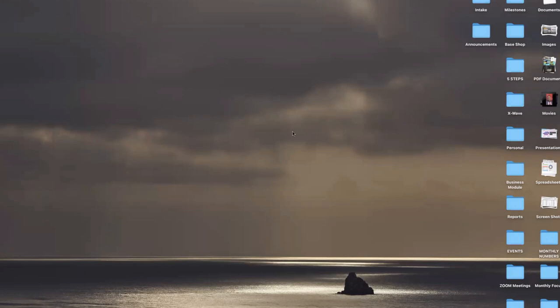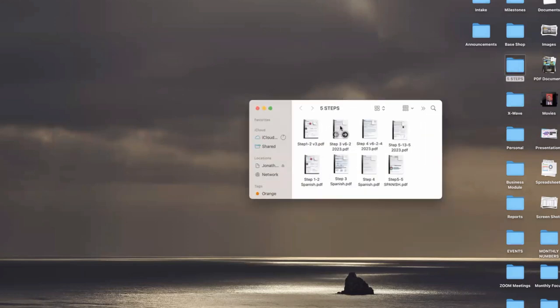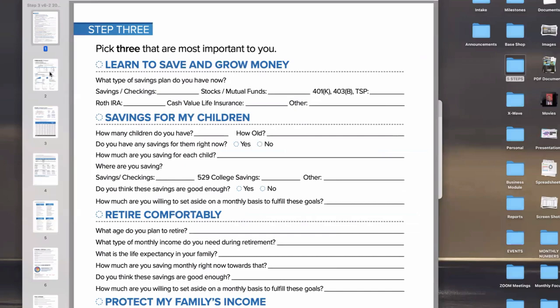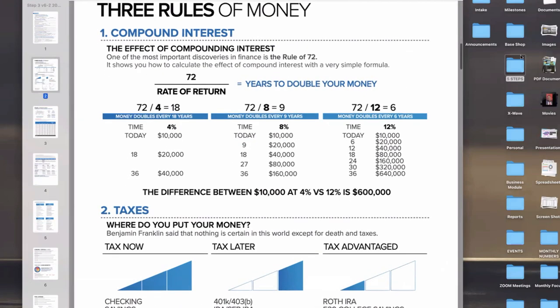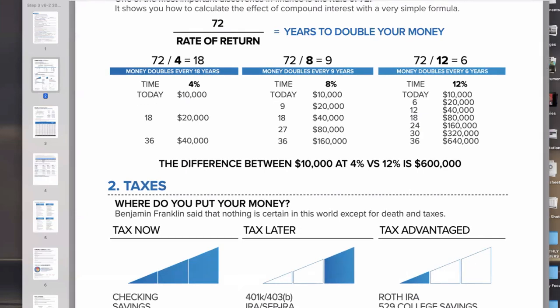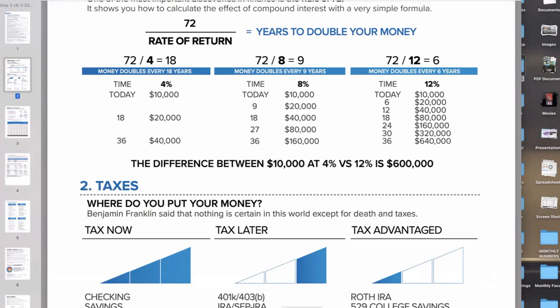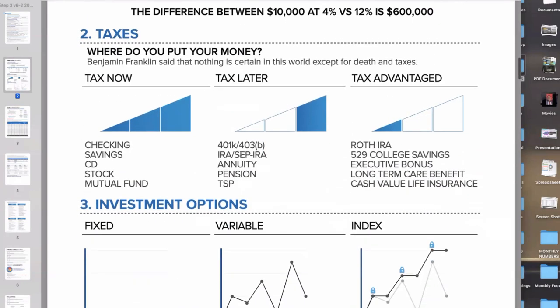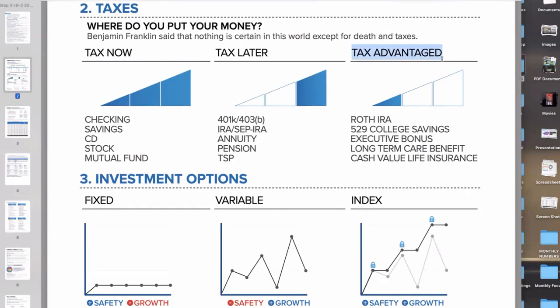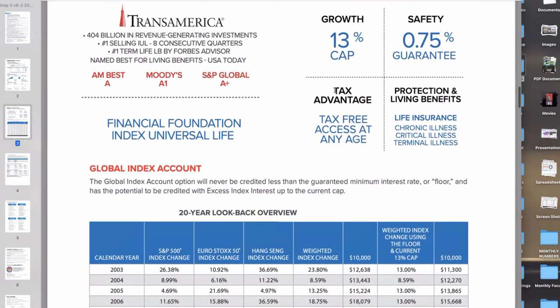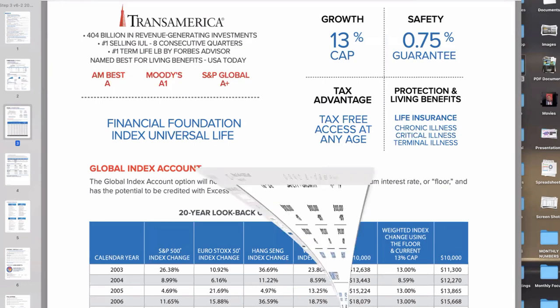Okay. So here's one shift, and this isn't out yet, but it will be. In our step 3 presentation, I want you guys to see something. I'm making a couple shifts, a couple adjustments here, and you guys are the first group to see this. One adjustment is, you'll notice here, this says tax advantaged. But a lot of our clients don't understand what tax advantage means. Let's be honest. Right? The other thing is here, tax advantage, and we just say tax-free access at any age. Here's one of the shifts that you're going to see here shortly.